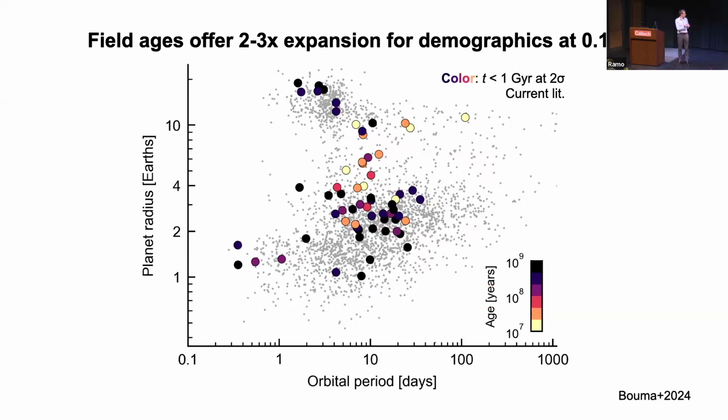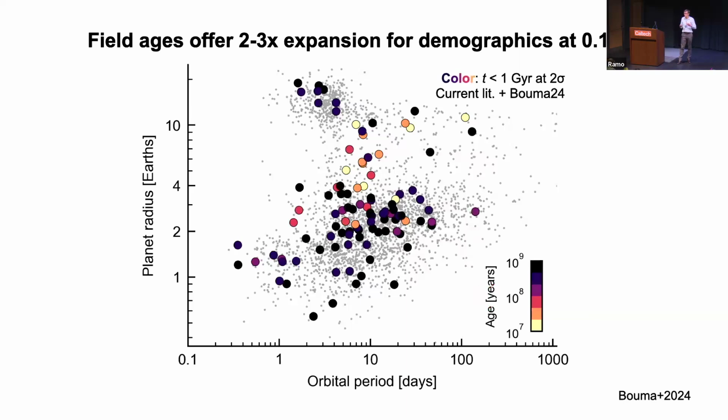This is also a very biased sample, because open clusters dissolve over of order 100 million years. So if you want to expand the census for demographic work over the first 1 billion years, you probably need to consider the ages of field stars. And if you do that, you can get something like a 2 to 3-fold expansion.